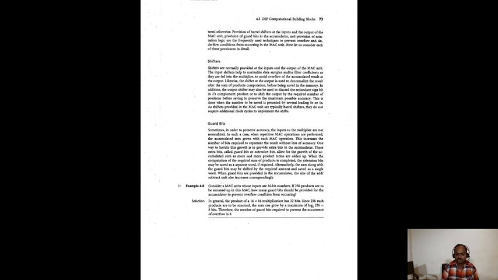Sometimes in order to preserve the accuracy, the inputs to the multiplier are normalized. In such a case, when repetitive MAC operations are performed, the accumulated sum grows with each MAC operation. This increases the number of bits required to represent the result without loss of accuracy. One way to handle this is the guard bits or extension bits, which allow for the growth of the accumulated sum as more and more product terms are added. Just add guard bits to accumulate more data. When the computation of the required sum of products is completed, the extension bits may be saved as a separate word. Alternatively, the sum along with the guard bits may be shifted by the required amount and saved in a single word.